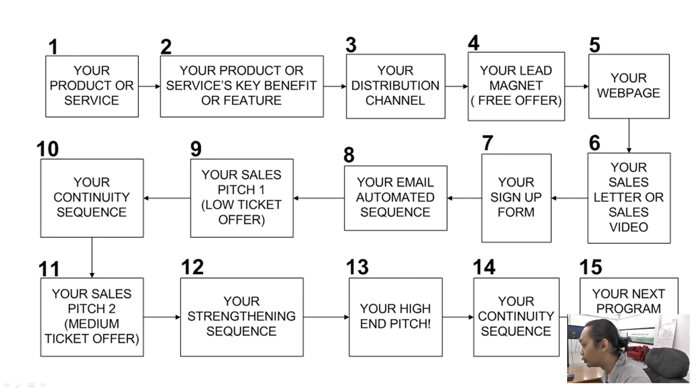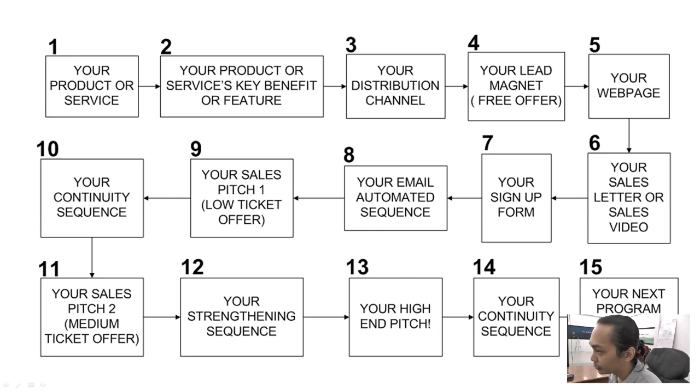Similar with number 2, your product or service's key benefit or feature. It is important that you know and understand your product or service's key benefit or feature. Basically, this is what makes your business or your products and services very unique among your competitors. This is your highest unique value proposition that you will provide to your customers and market. Number 3 is your distribution channel. Your distribution channels are the tools and platforms that you should use to distribute your message, your marketing campaigns, basically your brand, across a plethora of your potential target market.